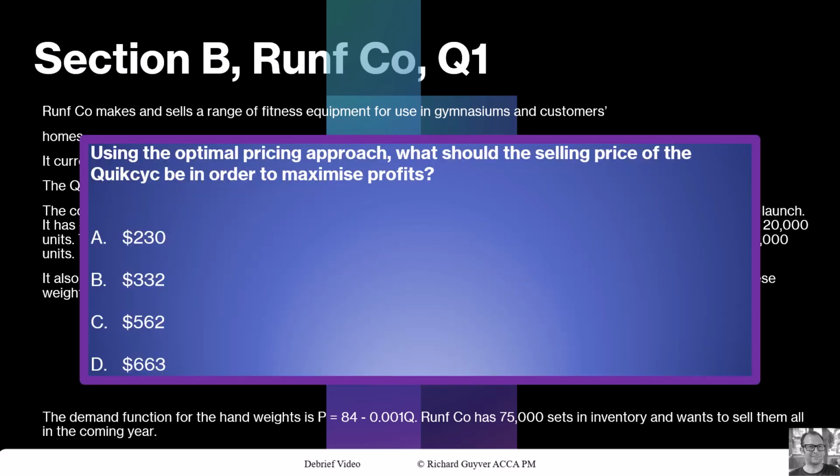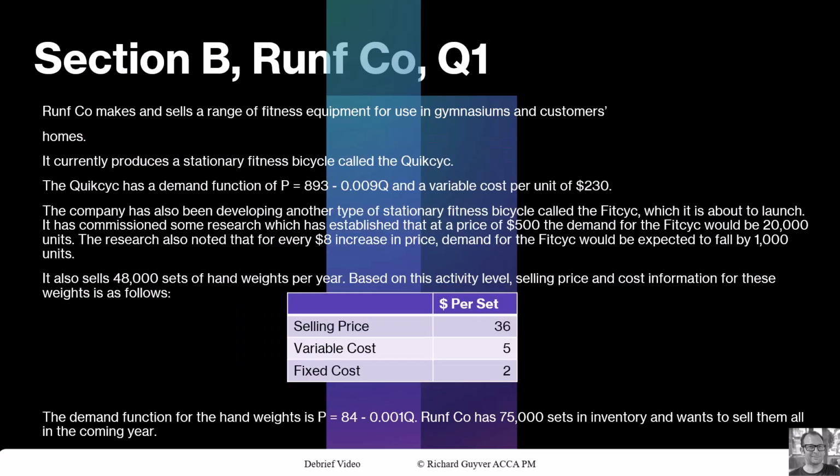So the first question, we're asked, using the optimal pricing approach, what should the selling price of the quick psych be in order to maximize profits? Venhosp Co makes and sells a range of fitness equipment for use in gyms and customers' homes. It currently produces a stationary fitness bicycle called a quick psych, and the quick psych has a demand function as given here and a variable cost per unit of $230.